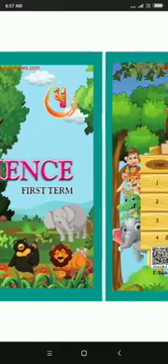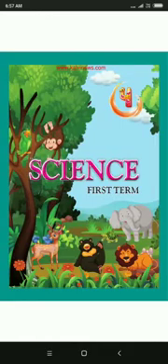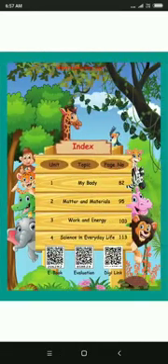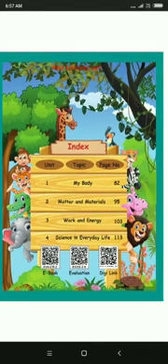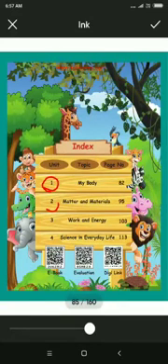This page looks very beautiful, no? All the animals are also present in the picture. So science is also a very beautiful and interesting subject. Index: Unit 1, My Body. Unit 2, Matter and Materials. Unit 3, Work and Energy. Unit 4, Science in Everyday Life. Now we will learn about Unit 1, My Body.